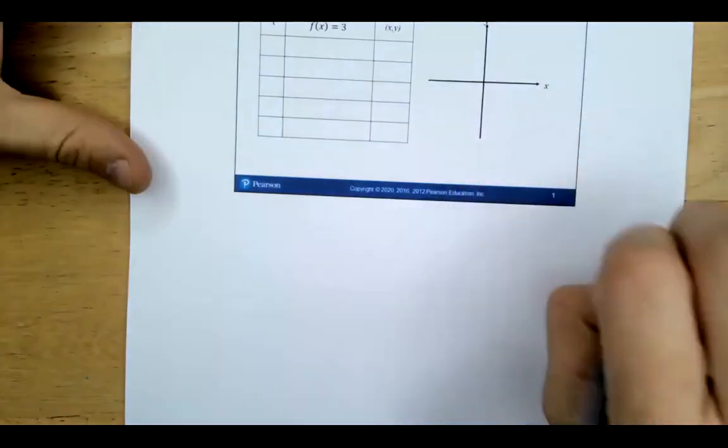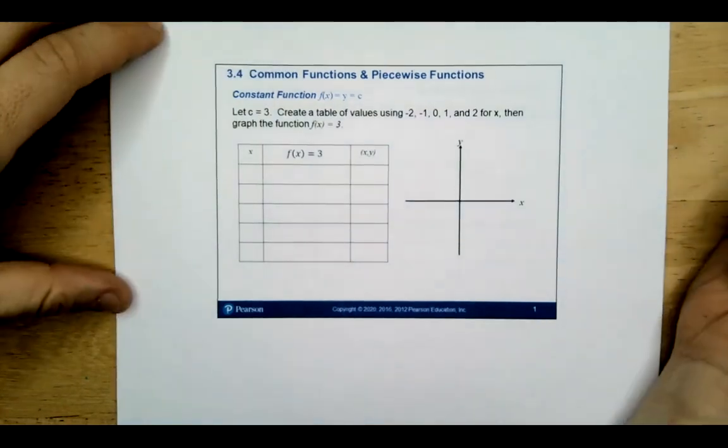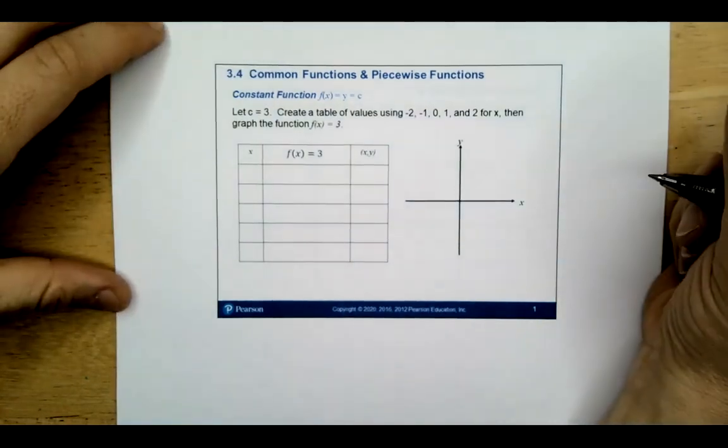And then in 3.5, we'll talk about how to change the parent function a little bit, but they are also called common functions. So that's the title of the lecture. I would recommend using Desmos frequently for this, okay?